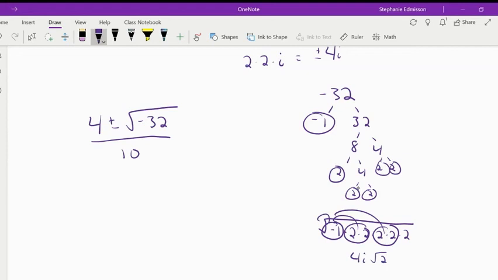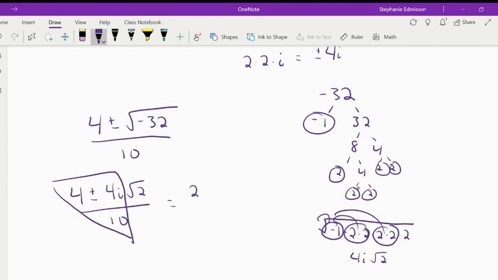So now I go back over here. Instead of root negative 32, I have 4I root 2. So 4 plus or minus 4I root 2 over 10. This is simplified as far as it can go. So now I'm going to draw my triangle and try to simplify. Each of these can be divided by 2, which is going to give me 2 plus or minus 2I root 2 over 5. And that's it.